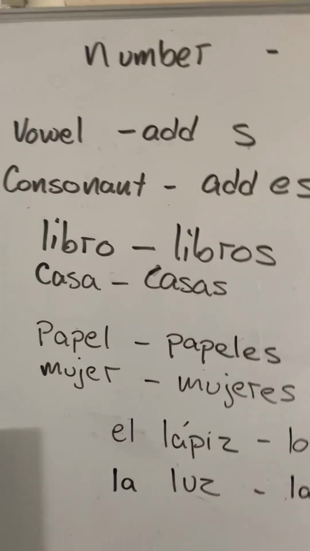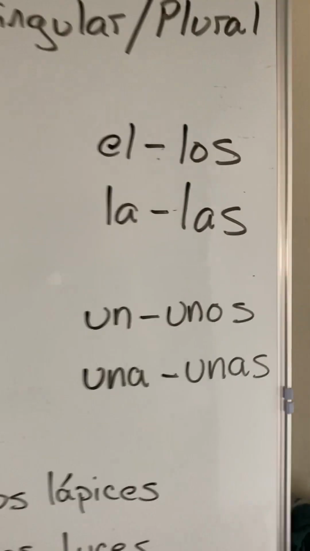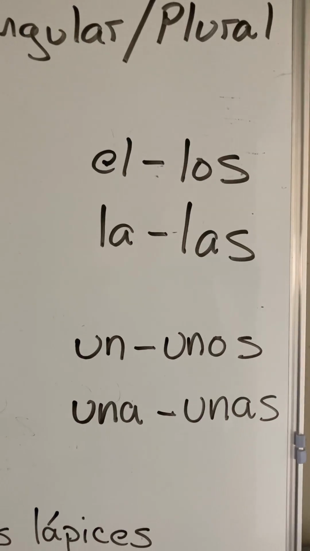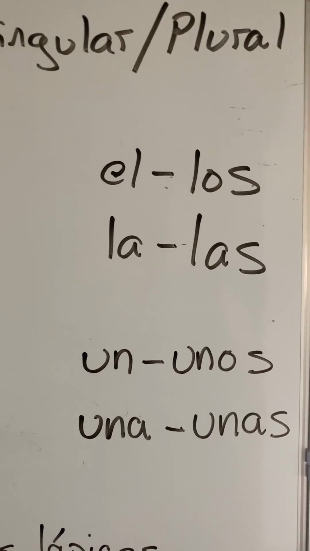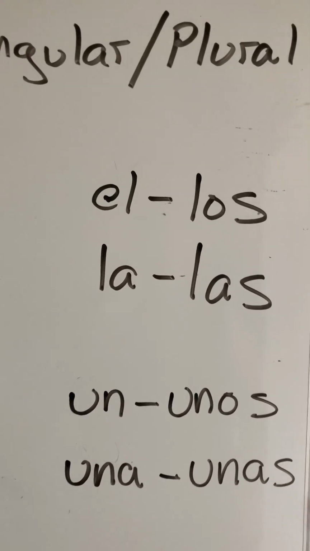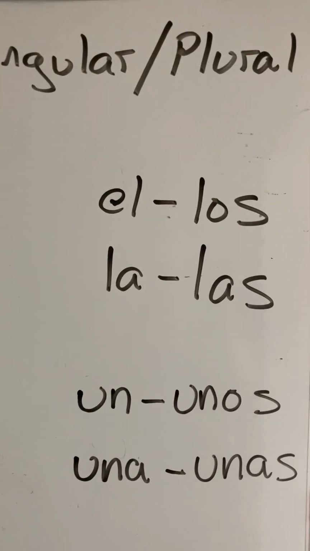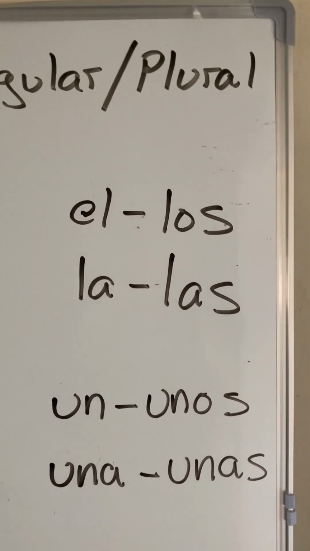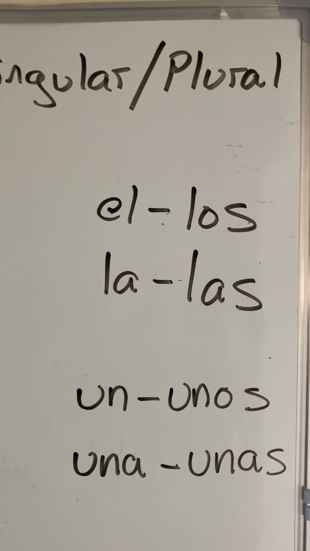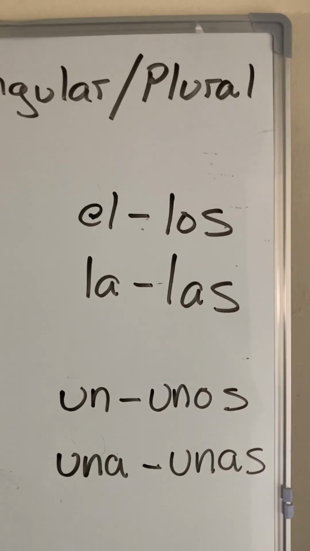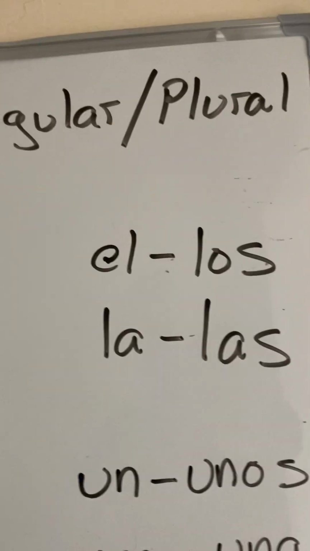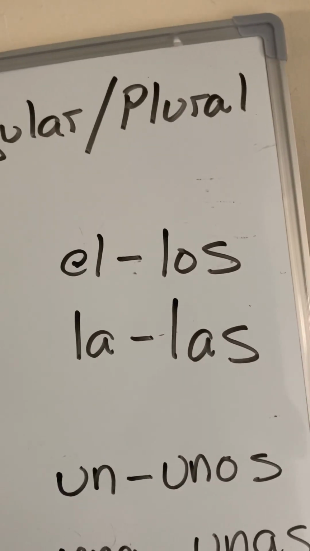Now, the one unusual thing about Spanish is that the article does become plural, which is something we do not do in English, at least not with the definite article. Remember that both el and la mean the. El is the masculine form, la is the feminine. So if you're going to make el plural, el becomes los, and if you're going to make la plural, la becomes las.